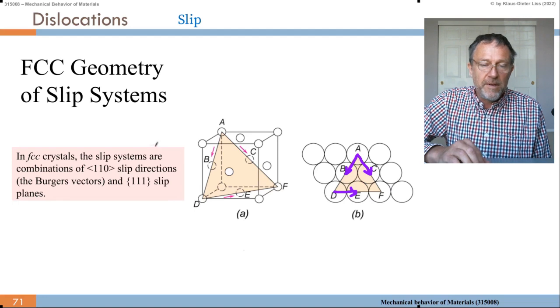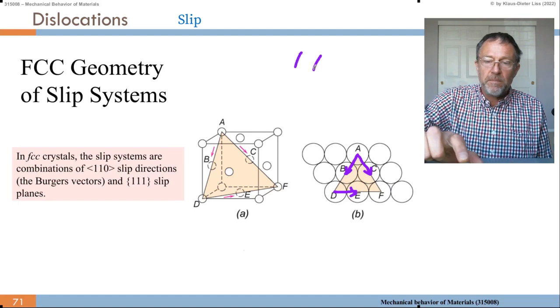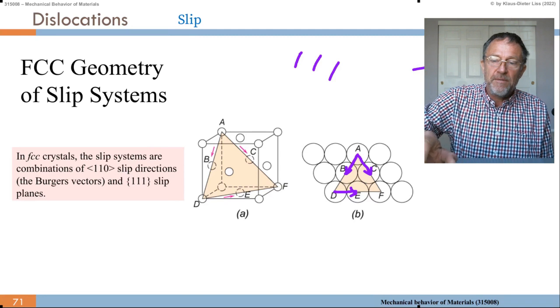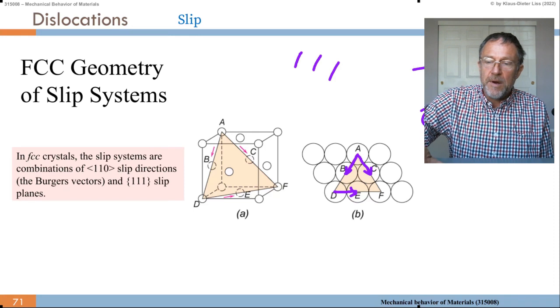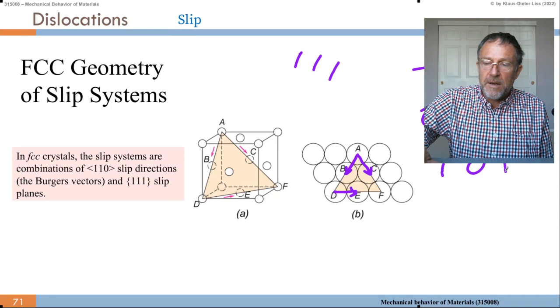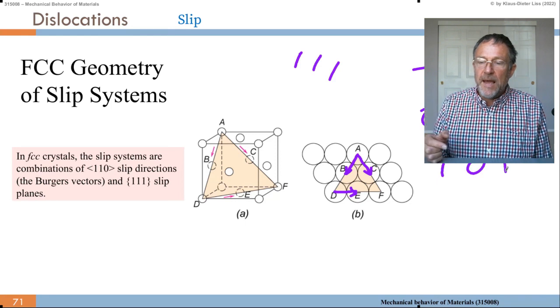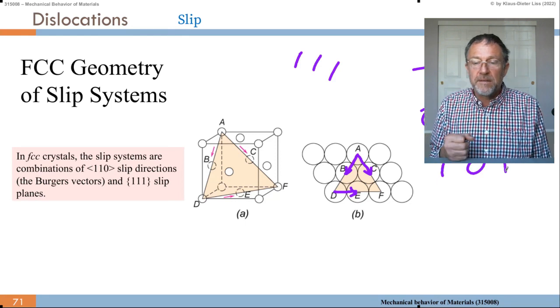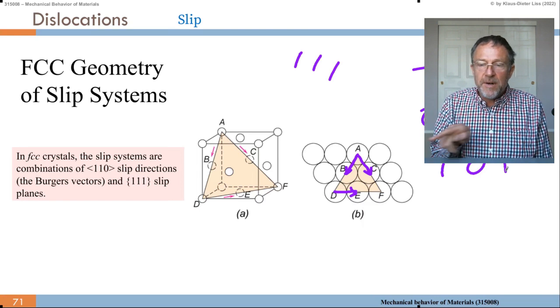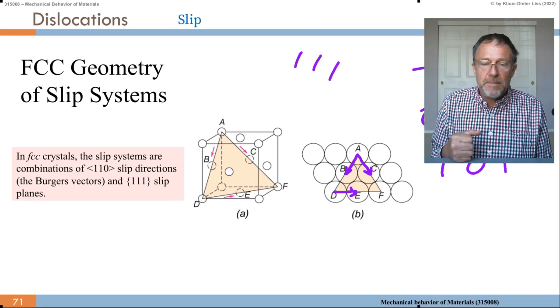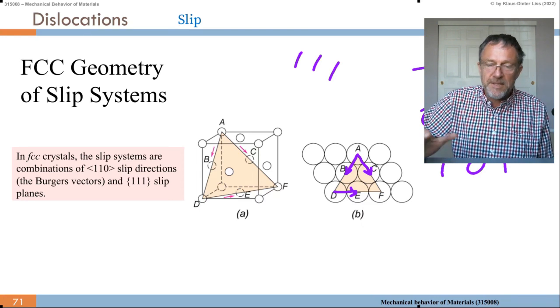If this is a 1,1,1 plane, then we have slip directions of -1,1,0, 0,-1,1, and -1,0,1. And the negative of that. So we only write them down once, in one direction, positive or negative. It's the same direction, the same system.